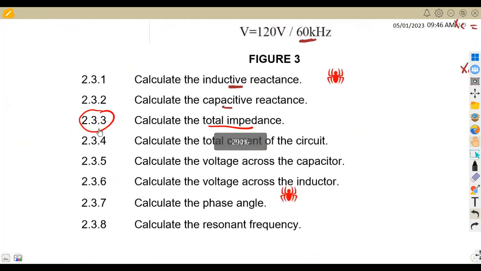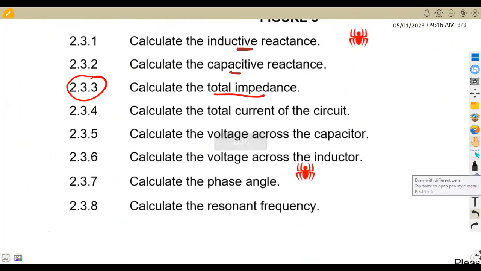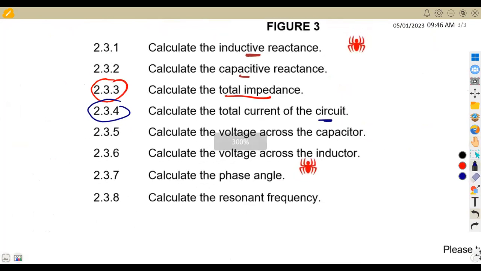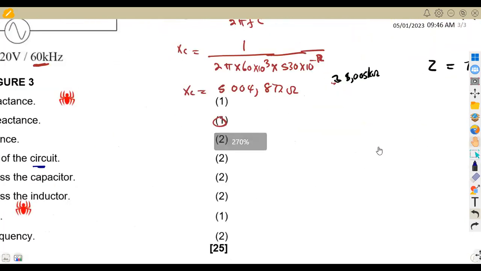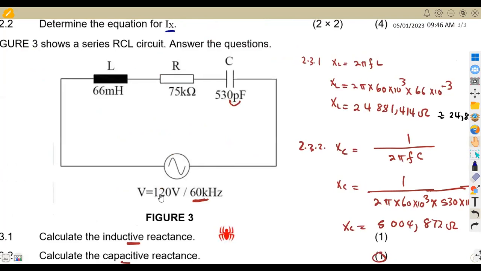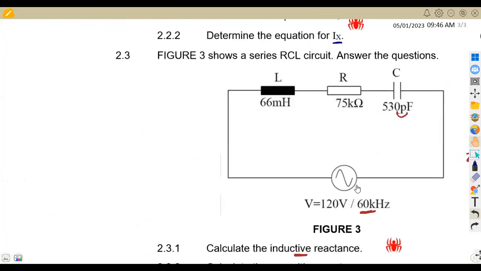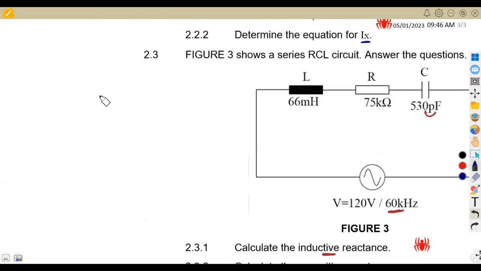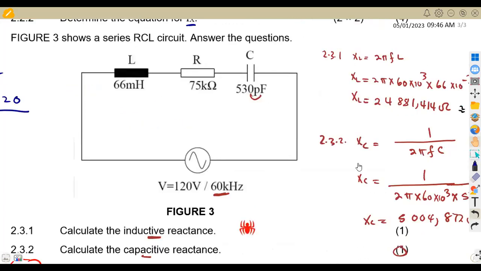On 2.34, we are now asked to calculate the total current of the circuit from the information that we have. Since we have got our total impedance, which is Z, we can calculate it because we also have the voltage. So remember that current is equal to voltage over the impedance. So the total current is going to be the voltage of 120 over the total impedance that we got.